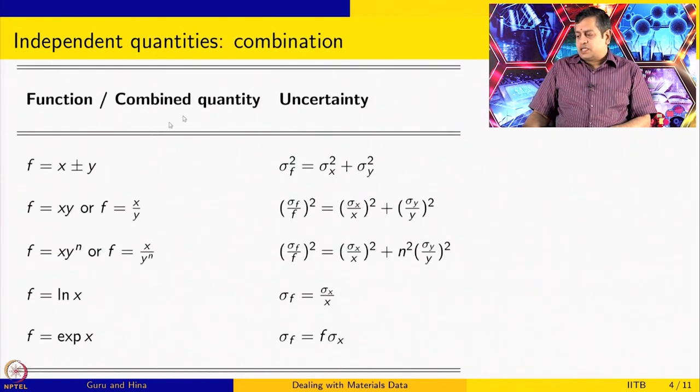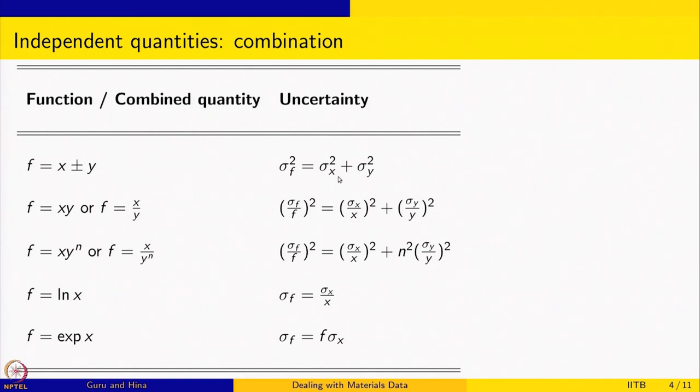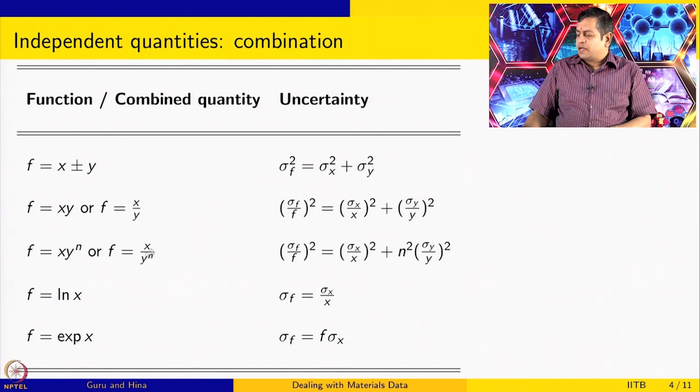And in the case of independent quantities, if f depends only on x and y, then you can learn how to combine the uncertainties in this fashion. So, if it is plus or minus, then the uncertainty is just added. If it is multiplication or division, then it is the relative uncertainty that gets added, and x y power n or x by y power n is also relative uncertainty, except that this factor of n shows up here. And if f depends on x logarithmically, then sigma f is sigma x by x. And if it is exponential in x, then you can see sigma f is f times sigma x.